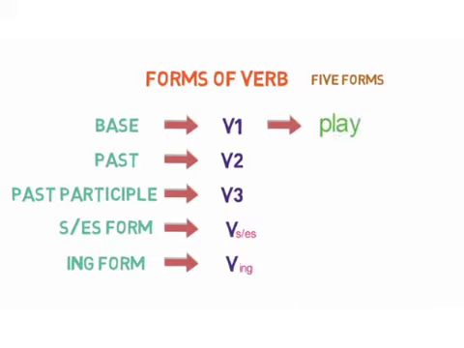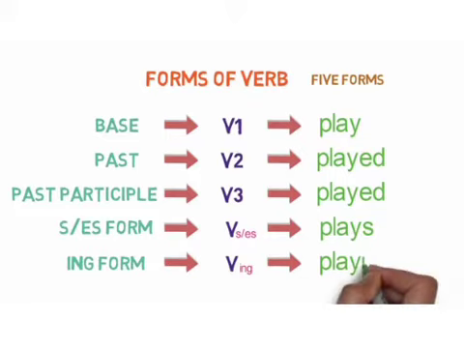For example, verb 1 play, past tense played, past participle played once again, and VS or VES is plays, and verb plus ING is playing. Another example would be go: past tense went, past participle gone, for the present tense we use goes, and for continuous we use going, that is verb plus ing.